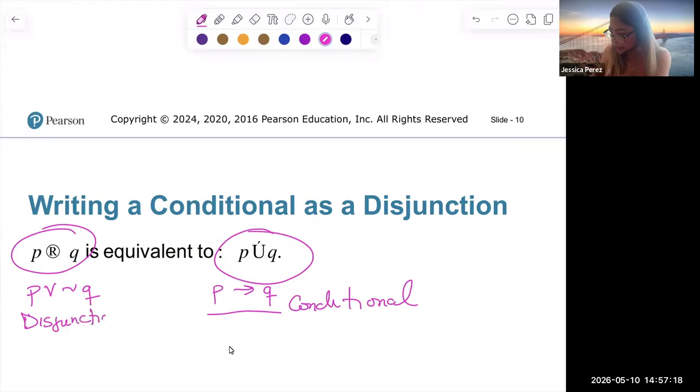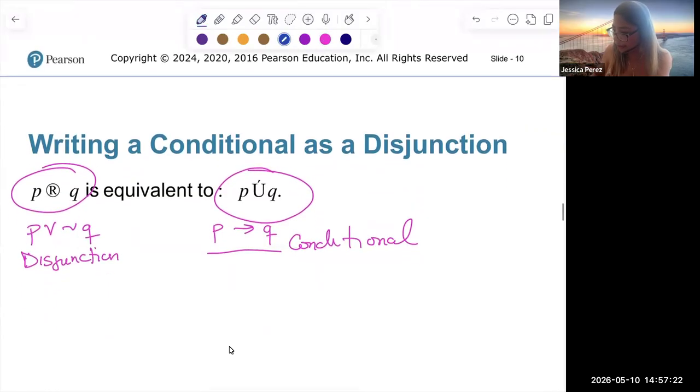Disjunction. So let's see if they are equal. Let's see if these are equivalent statements. So we have P implies Q first. So we know that truth value. So let me go back. Do you remember, we have T implies, let me go back.